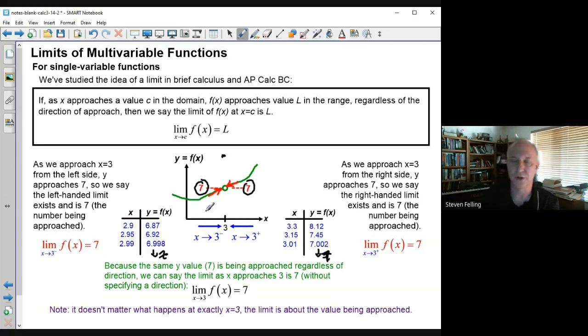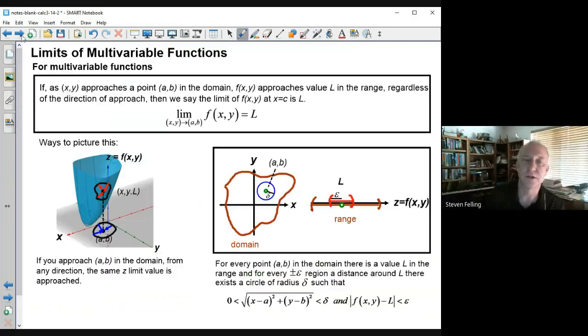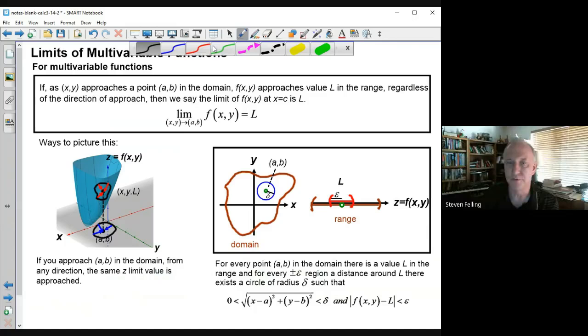And you have to check what the output is doing as we approach from multiple directions. Okay, so that's what we're going to extend more generally now with multivariable functions. We're going to say, all right, for a multivariable function, let's take a function where we have one output, which is a function of 2 inputs, just to keep things kind of manageable, but this would be extendable into any number of dimensions for the inputs.